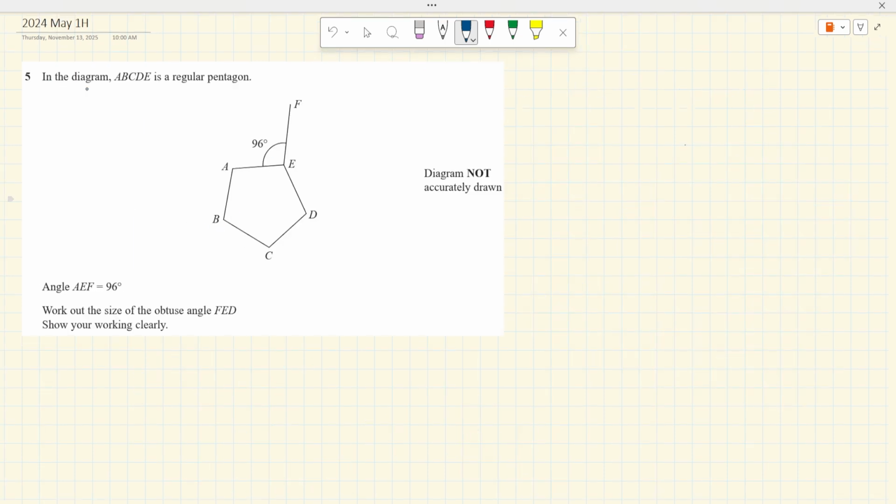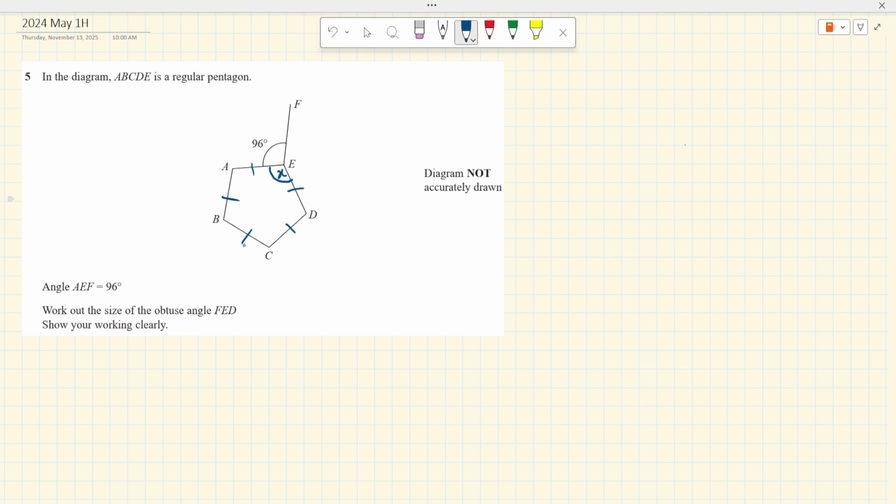Question number 3. In the diagram, ABCDE is a regular pentagon. Angle AEF equals 96. Work out the size of the obtuse angle FED. Show your working clearly. So this is regular, that means all sides and all the angles are equal. And we can find this interior angle, that I put as x. Then if we can find this interior angle, then we can find FED.